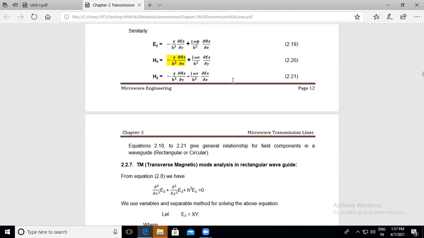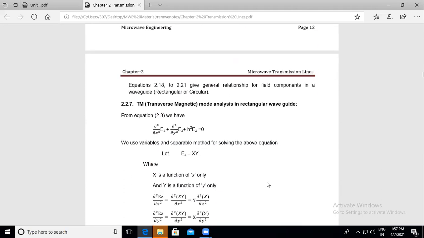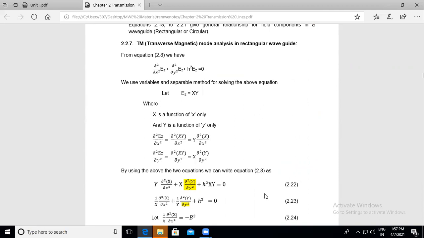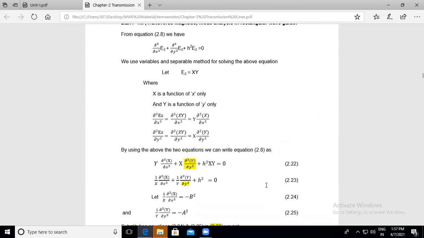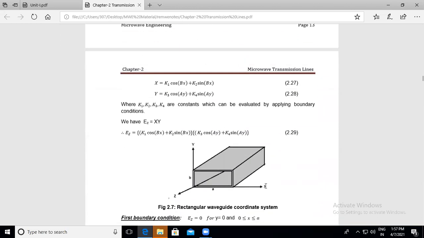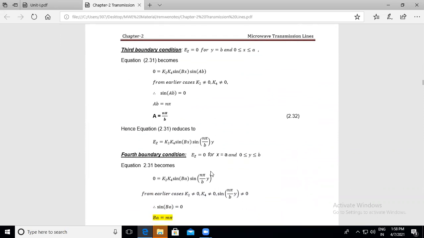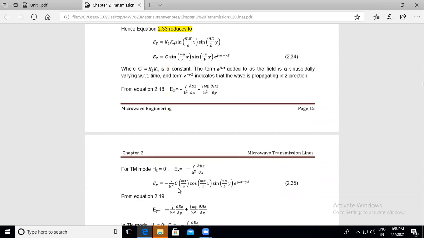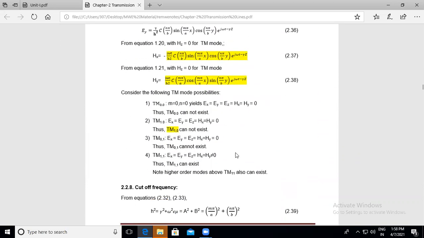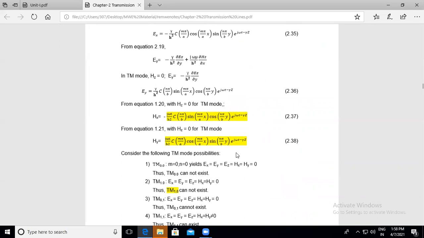And as I said, the same method works for TM waves also. The final equations I have given in the written material are the same ones obtained to calculate the values of A, B, C, and D, but it is somewhat longer. The first, second, third, and fourth boundary conditions are applied, and we get the final equations there. So instead, I have shortened it in the written material so that you can easily understand the things. So this is nothing but the derivations of TE and TM.